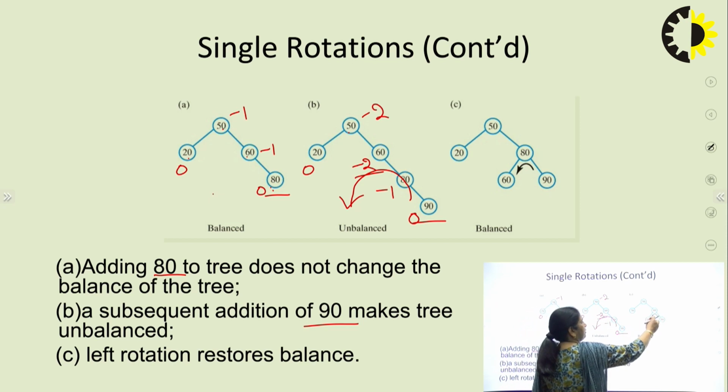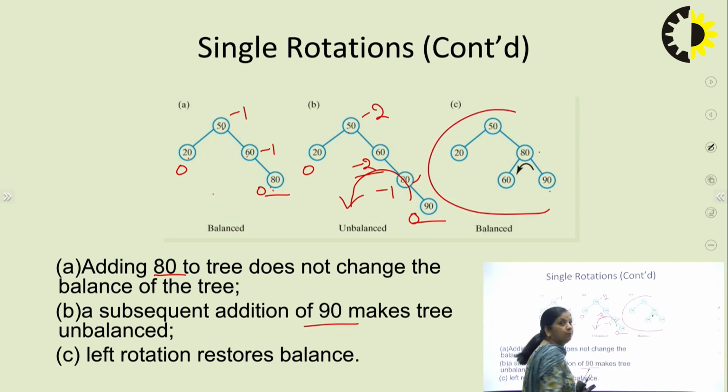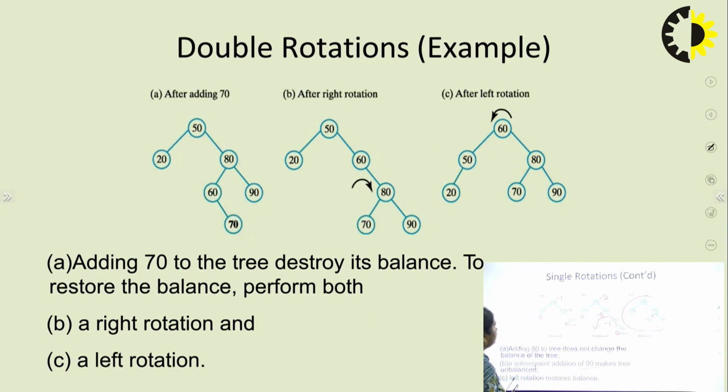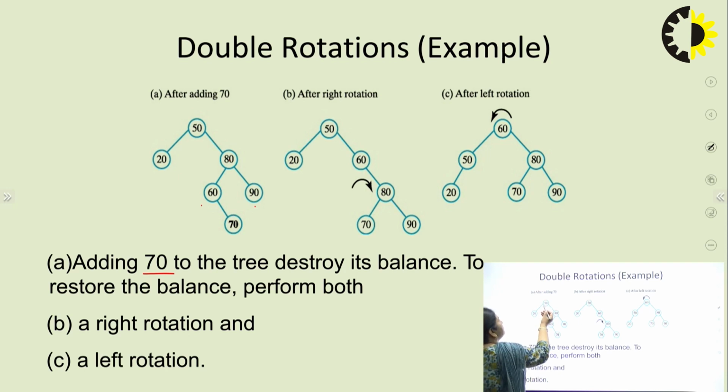So 60 will come downward, 80 will become the root of this right subtree and 90 will be its right child. So again after rotation we got the balance. Okay. Now when we add 70, our tree was 50, 20, 80, 60, 90. Now we are adding 70 to this. 70 is greater than 50, so we went to the right side. It is less than 80, so we went to the left side. It is greater than 60, so we went to the right side, which was empty, so we inserted the value here.